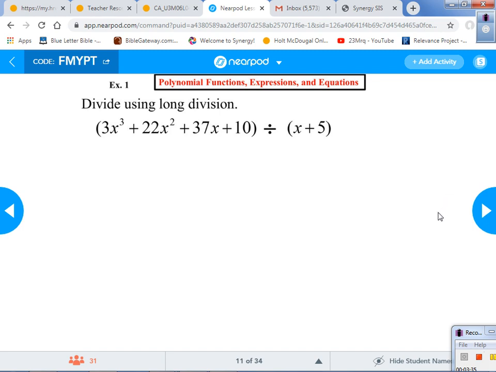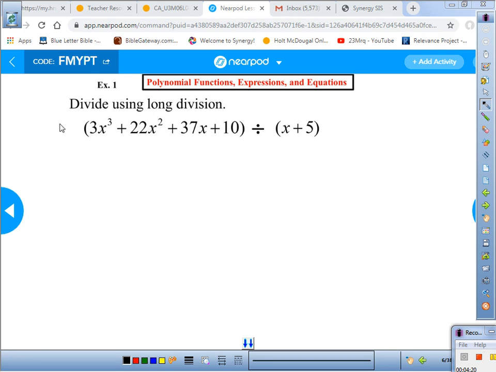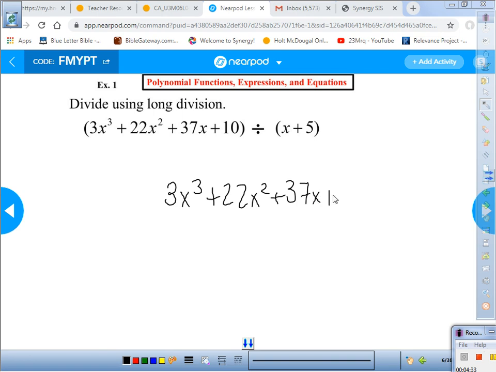All right, so just copy it. I'm going to go one step at a time. You guys follow after that by copy, and then I'll ask you to put your pens down again, and then you'll do the next step. All right, here we go. So let's all set this up. This is the dividend. So I'm going to write 3x cubed plus 22x squared plus 37x plus 10 divided by x plus 5. All right? Okay, writing utensils down, here we go.